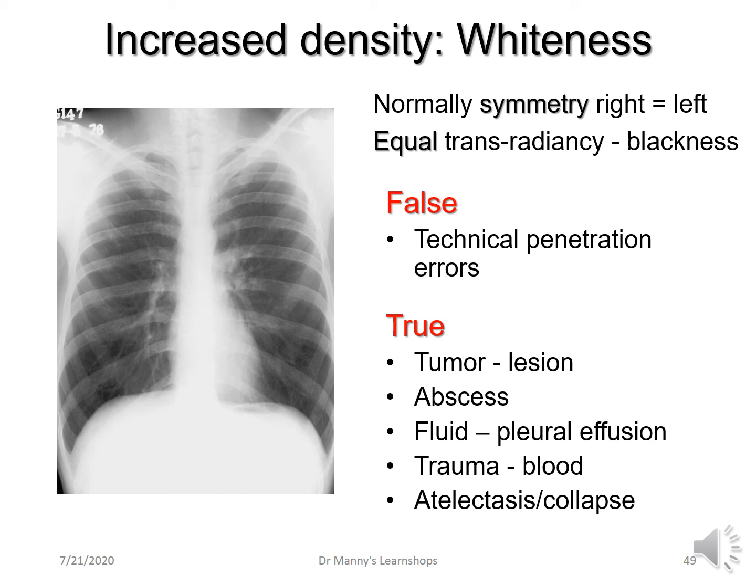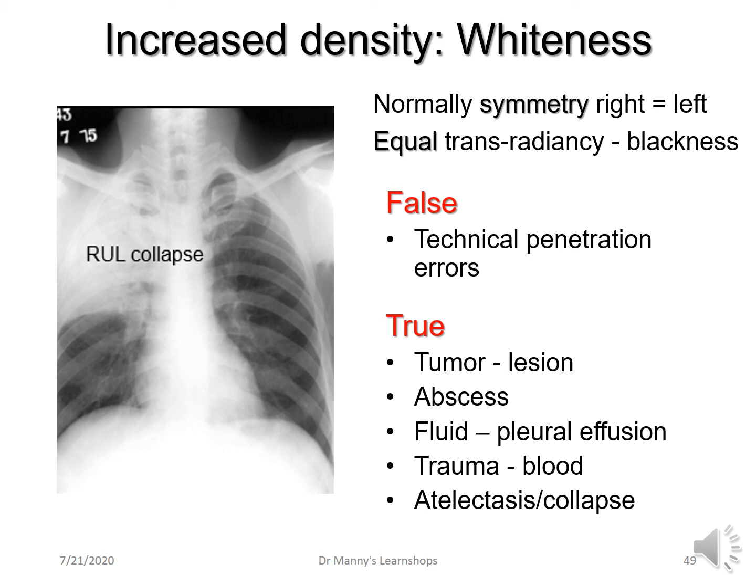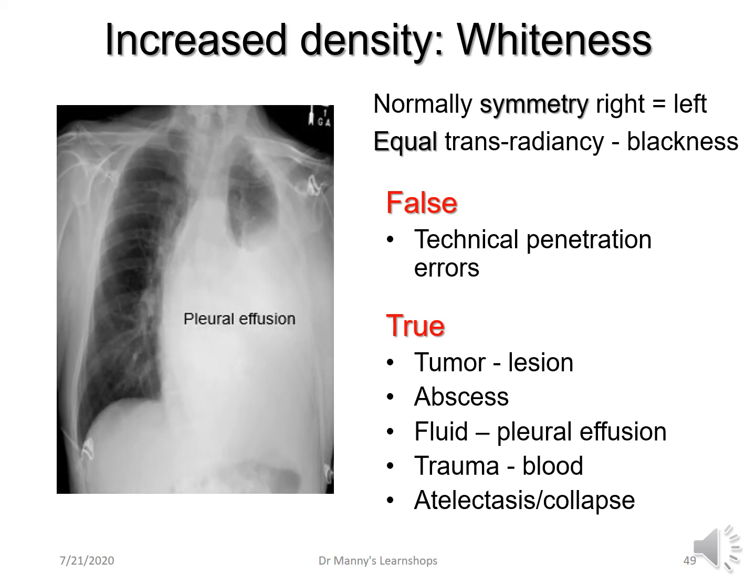Normal chest X-ray. Increased whiteness on the right side there, right upper lobe collapse. Or it could be a fluid collection. Or it could be pneumonia. There's a pleural effusion on the left side, a huge pleural effusion, which is now encompassing the left upper lobe and the left lower lobe.